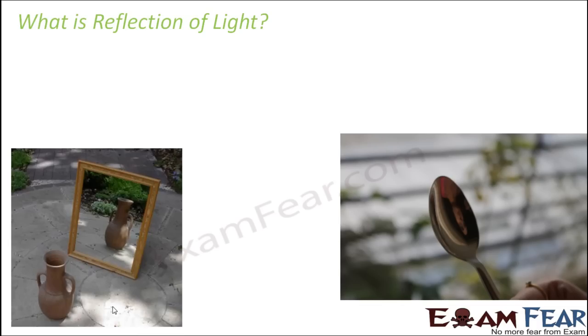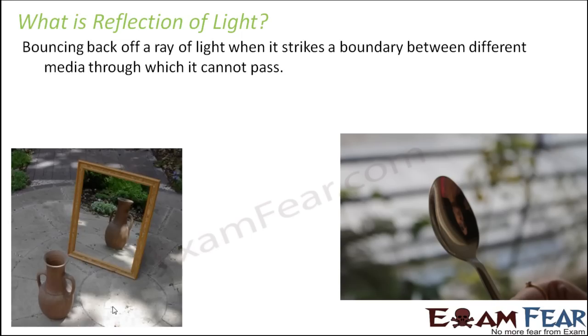So let's understand what exactly is reflection of light. It is the bouncing back of a ray of light when it strikes a boundary between different media through which it cannot pass. So basically reflection means bouncing back. Let's say you have a surface like this, and a ray of light is falling on this surface. This arrow indicates the direction in which the light is moving. The ray of light falls on the surface, and after that it bounces back in this direction. This bouncing back of light is known as reflection of light.